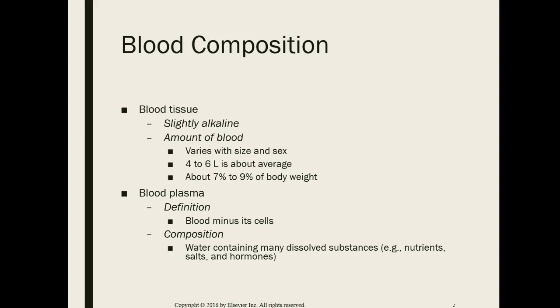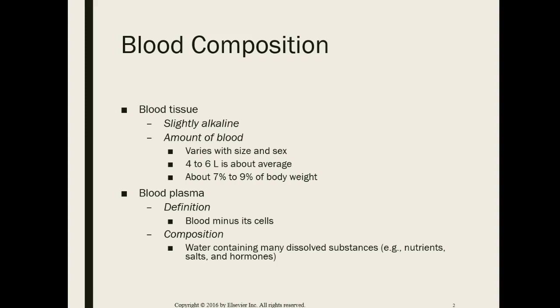So we'll start by talking about blood composition. The blood tissue is going to be slightly alkaline, which means that it has a pH of about 7.35 to 7.45. Blood is a fluid tissue, so if you've ever, which I'm sure you have, cut your hand and you see the blood that kind of oozes out, that's the fluid tissue or the blood tissue. There's tons of red blood cells and different other types of blood cells inside that blood tissue, but that oozing that we see is going to be from the blood tissue itself.